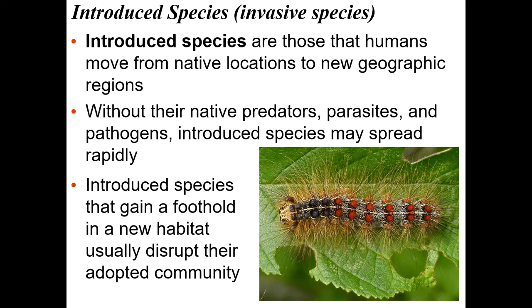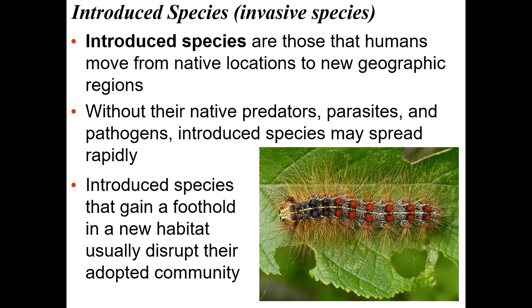Okay, next one, invasive species or introduced species or alien species. These are species that humans have moved to new locations or new geographic regions. These species don't have their native predators, native parasites, native pathogens. And so the introduced species doesn't have anything to check it or to stop it. And so the population often just explodes. It goes up really, really fast.